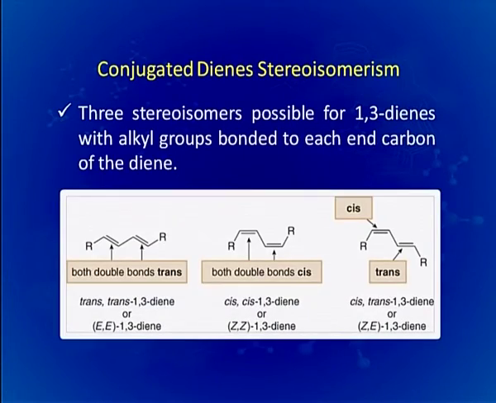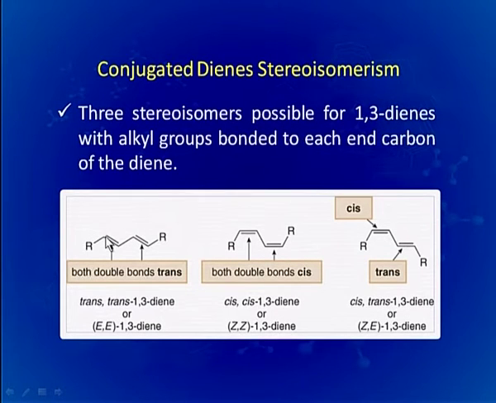Conjugated dienes show stereoisomerism. Stereoisomerism means isomerism due to difference in orientation in space. So, 3 stereoisomers are possible for 1,3 dienes with alkyl groups present on the terminal carbons. Here we can see this example of the EE 1,3 diene, meaning trans-trans 1,3 diene. So, there are 3 stereoisomers possible: trans-trans, cis-cis and cis-trans 1,3 diene.